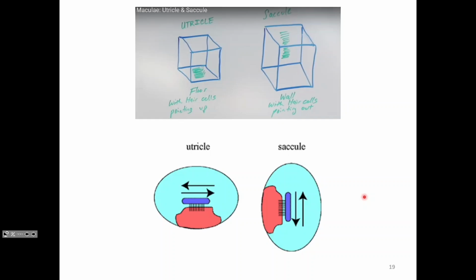The hair cells which are present in the utricle are present on the floor of the utricle. So they are coming like this. So when you move your head this way, that way, this way, this is going to bend the hair cells which are present in the floor of the utricle. So the utricle is important in horizontal movement of your head, and the saccule is important in vertical movement of the head, based mainly on gravity, and that's it.